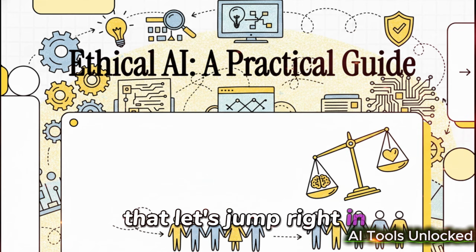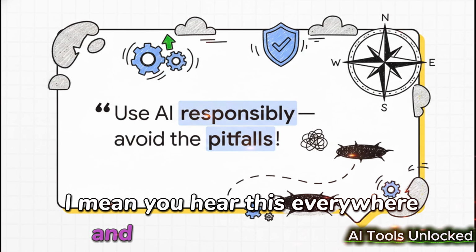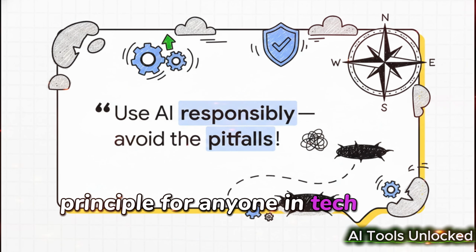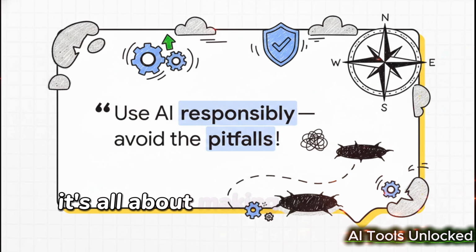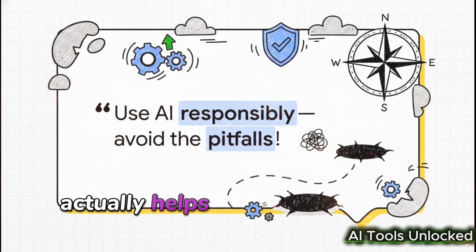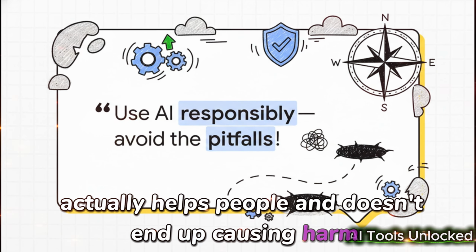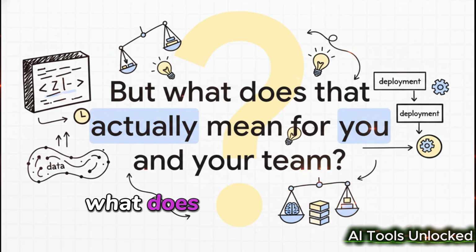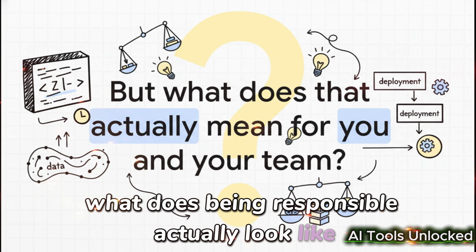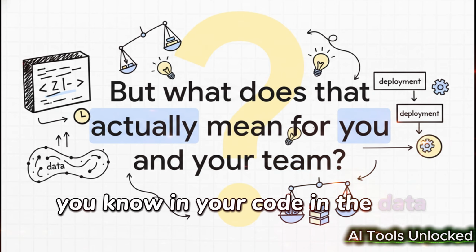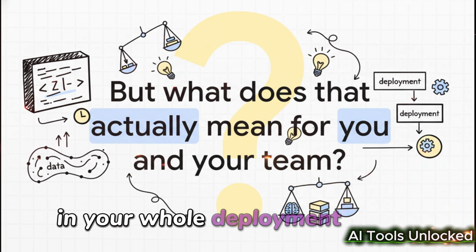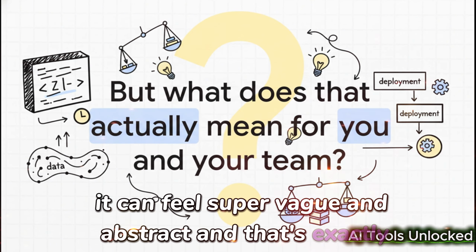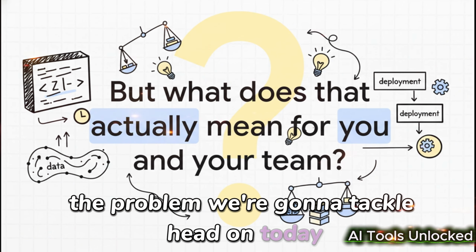Let's jump right in. I mean, you hear this everywhere, and for a really good reason. It's kind of become the guiding principle for anyone in tech these days, right? It's all about making sure the stuff we build actually helps people and doesn't end up causing harm. But let's get real for a second. When you're staring down a deadline, what does being responsible actually look like? You know, in your code, in the data you're using, in your whole deployment pipeline. It can feel super vague and abstract, and that's exactly the problem we're going to tackle head-on today.